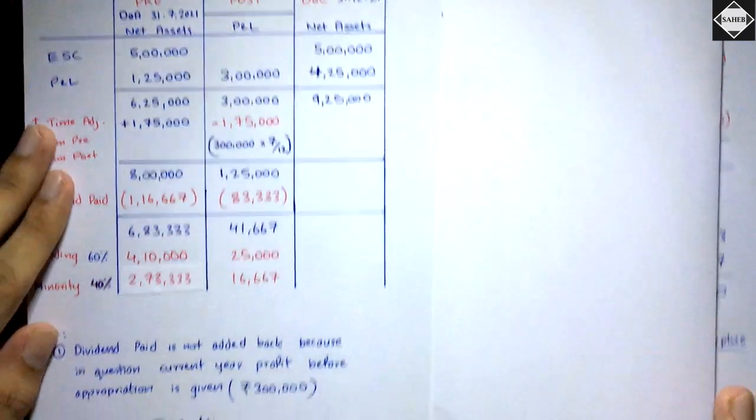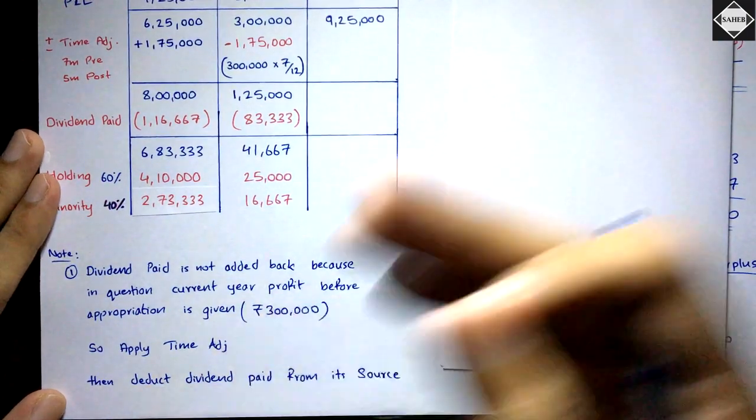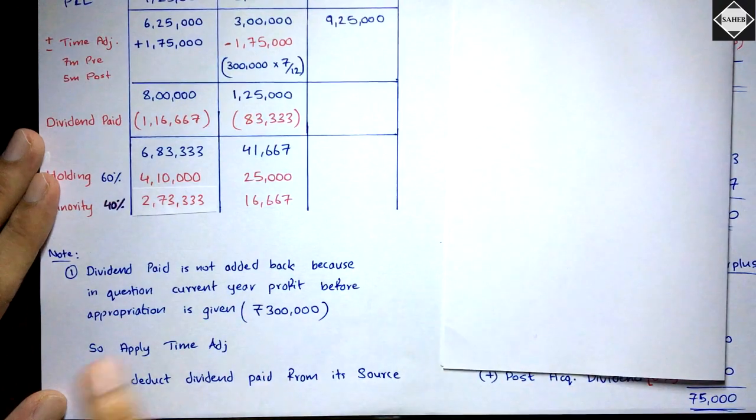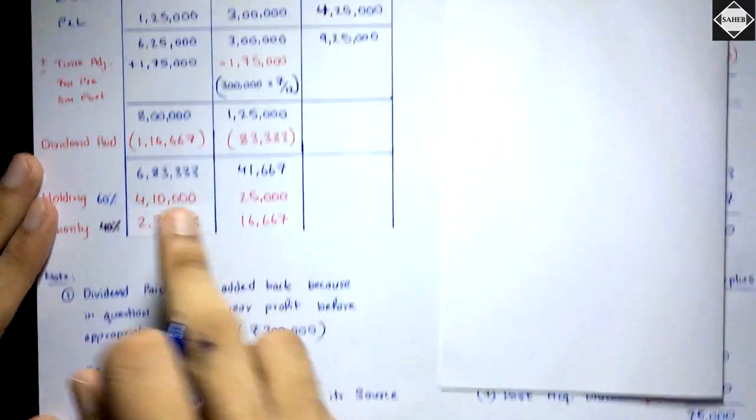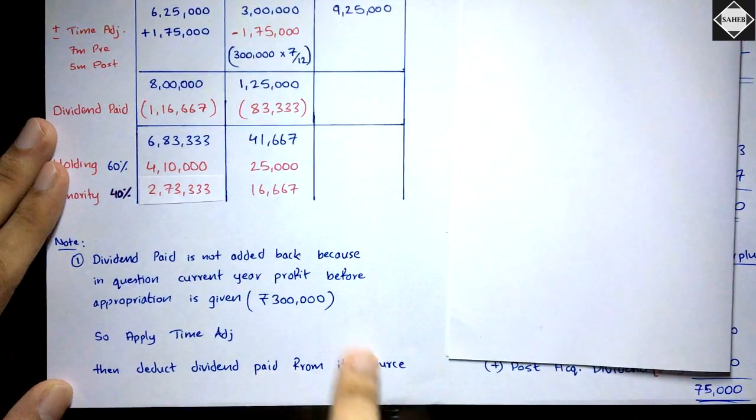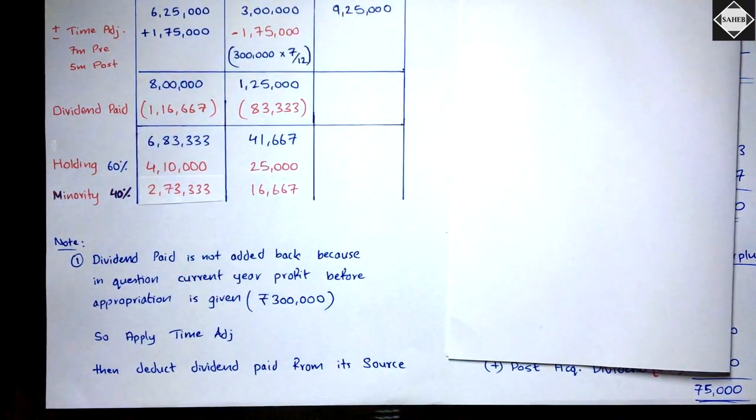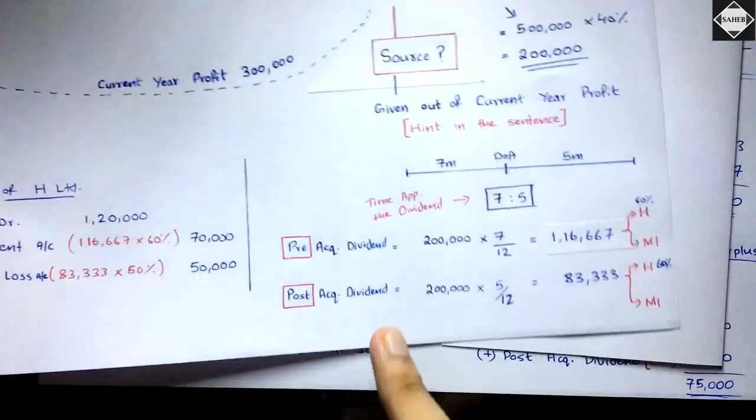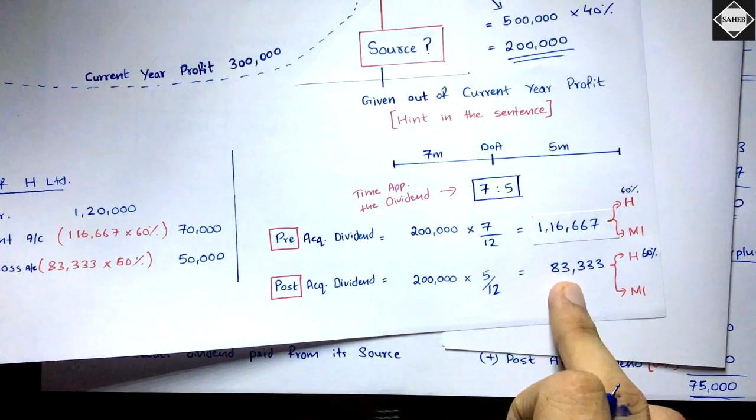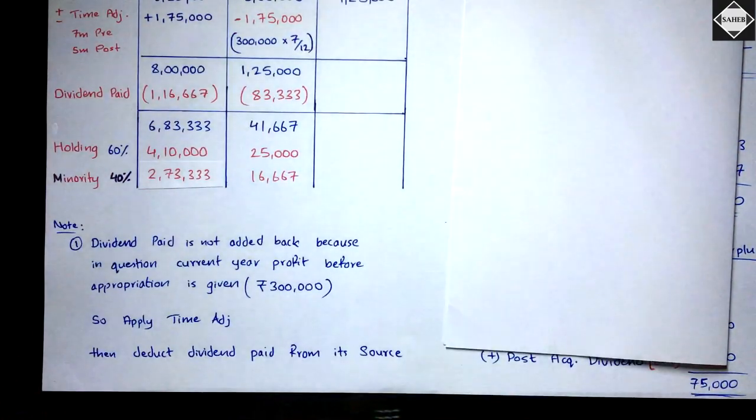See, dividend paid is not added back because in the question current year profit before appropriation is already given, 3 lakh. So that is why directly move to step 2, apply the time adjustment, and then deduct the dividend paid from its source. The source was, this is from pre-acquisition profit, so pre-acquisition dividend. This is from post-acquisition profit, so post-acquisition dividend. That's how you have to do it.